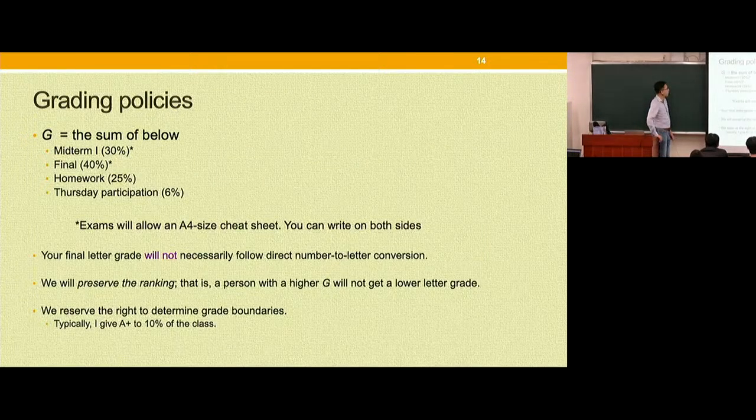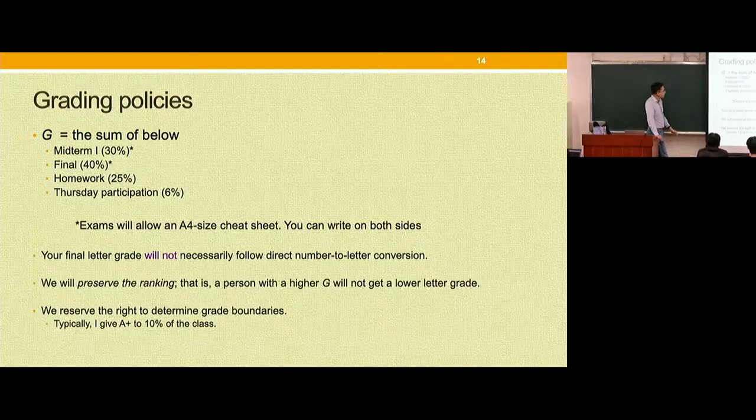Now the next thing I need to mention is the grading policy. The plan is the sum of 4 components. There's going to be only one midterm. That midterm will be 30%, final will be 40%, homework will be 25%, and Thursday participation will be 6%. If you add them up, it's 101 points. Is that clear?